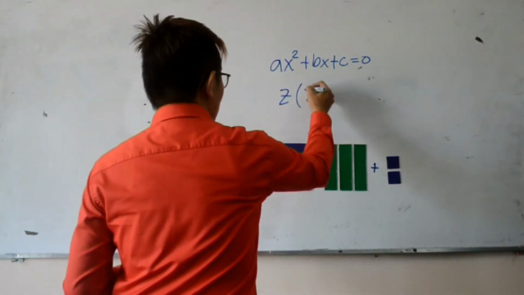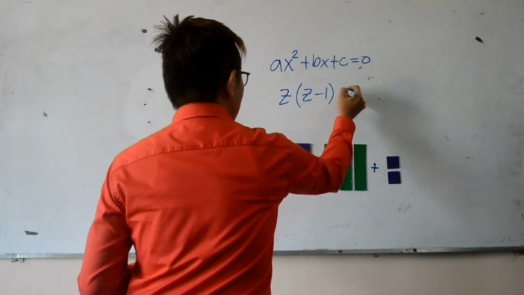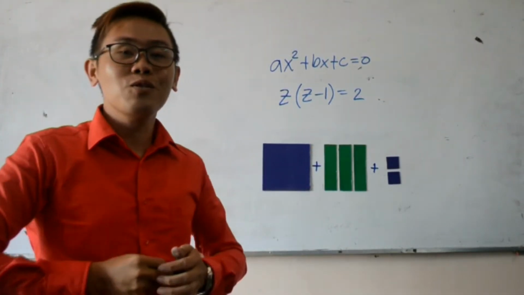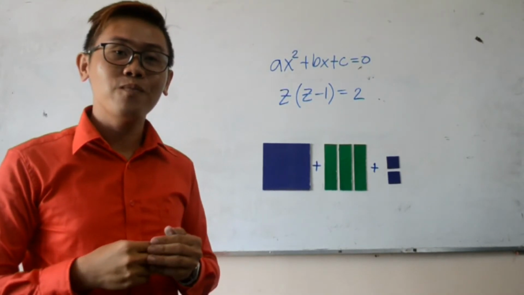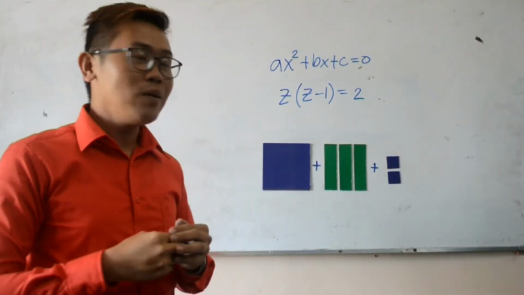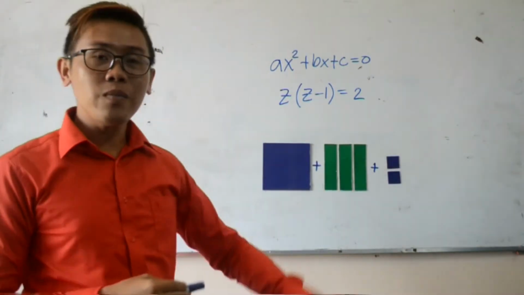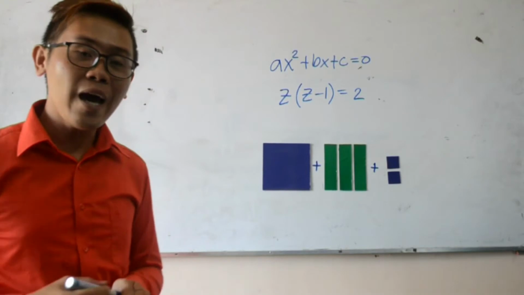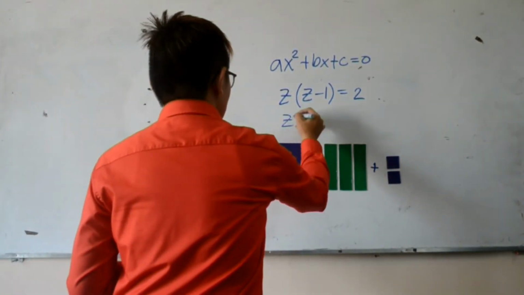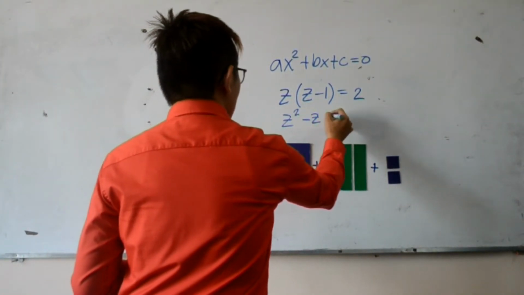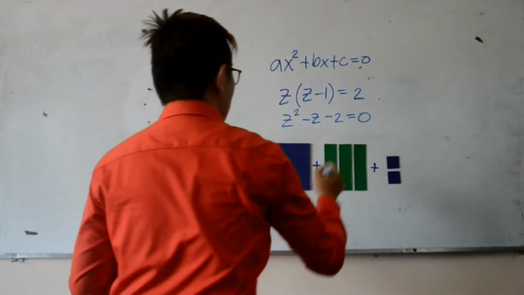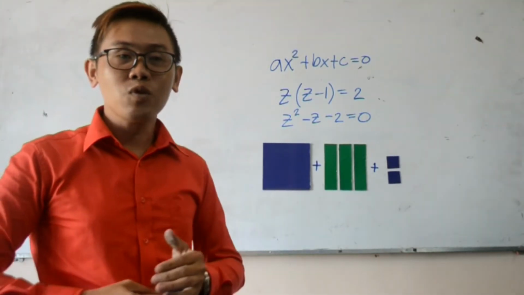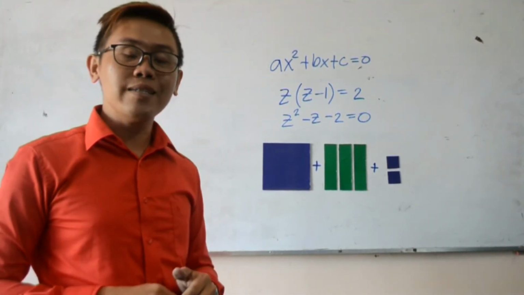z times the quantity z minus 1 is equal to 2. How are we going to convert this into its standard form? Yes, you're going to distribute z to z minus 1 and move 2 to the other side. So we have z squared minus z minus 2 is equal to 0. This is now its standard form.